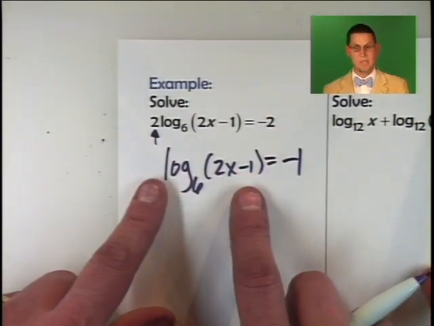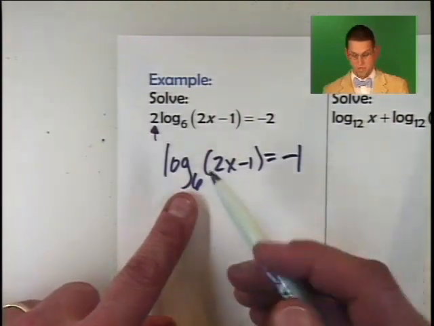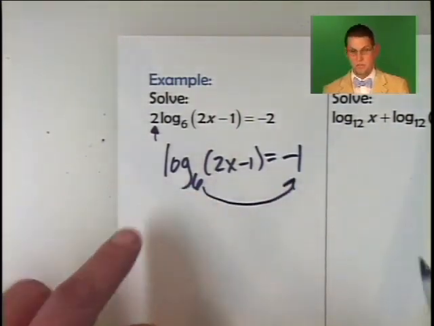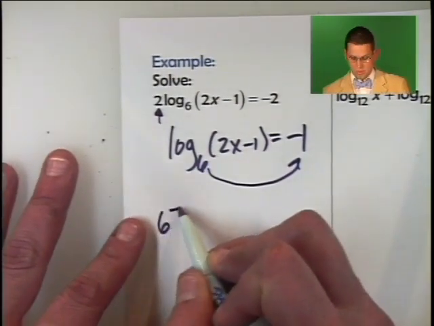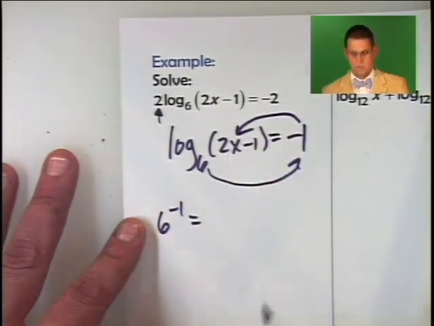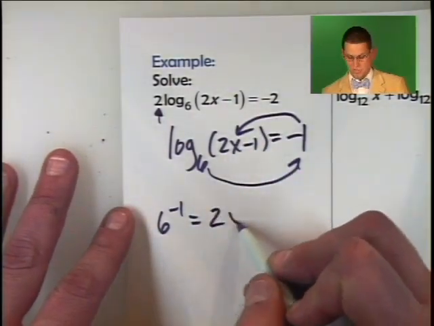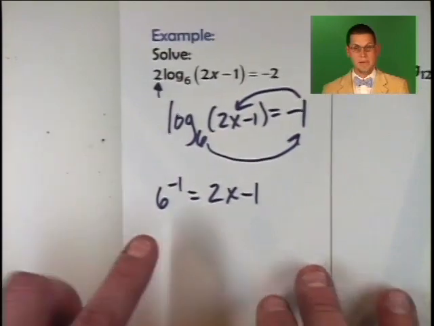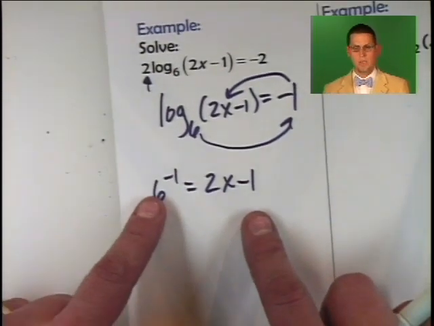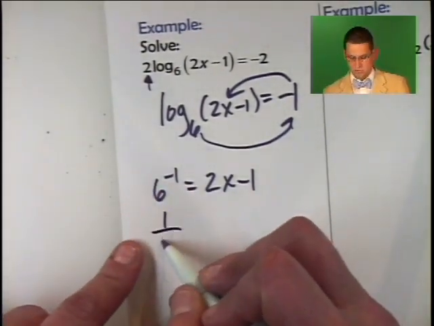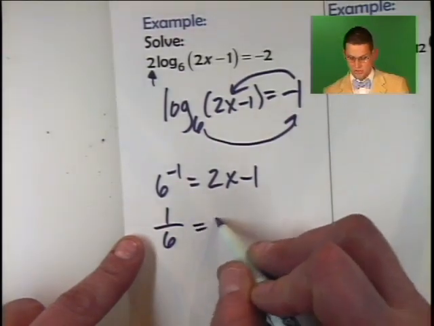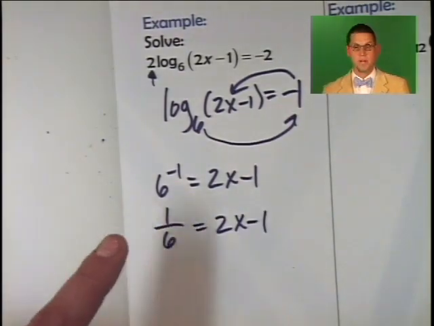Now look at that, I got log of something. That's isolated. So I will convert it now. So remember how to convert it. We go 6 raised to the negative first power equals the argument, the thing I'm taking the log of, which is 2x minus 1. Okay, now I'm back to a linear equation. Well, 6 to the negative first, that may be uncomfortable to work with. That's really 1 over 6. So I'll just go ahead and write that. And now I can solve it.